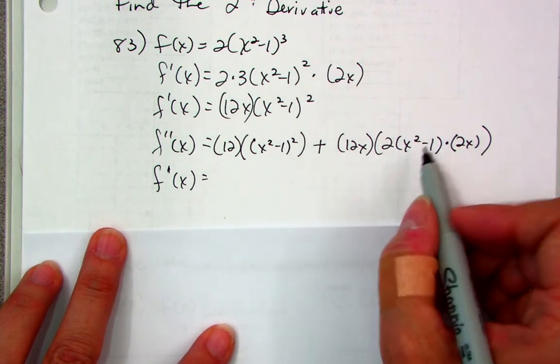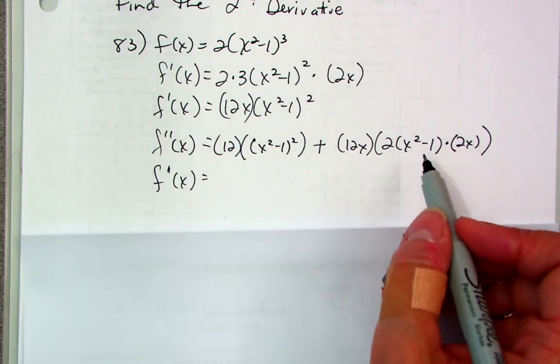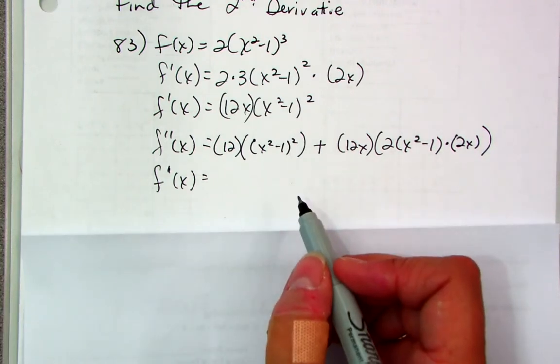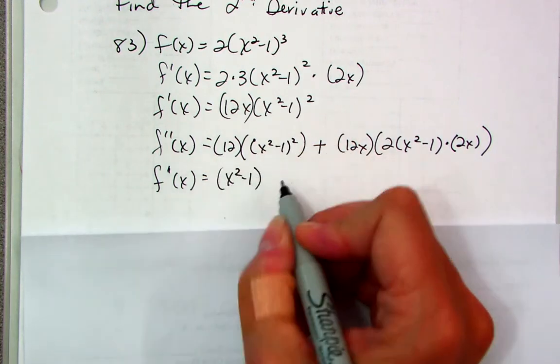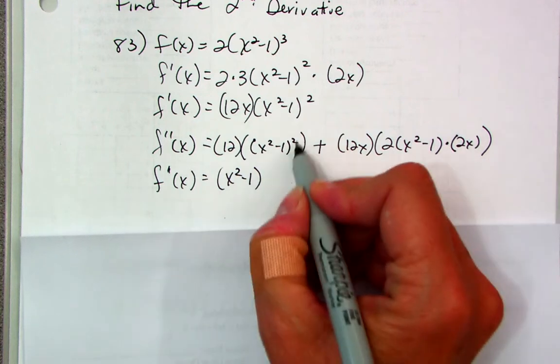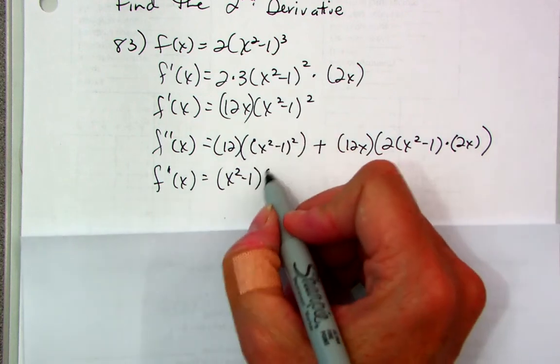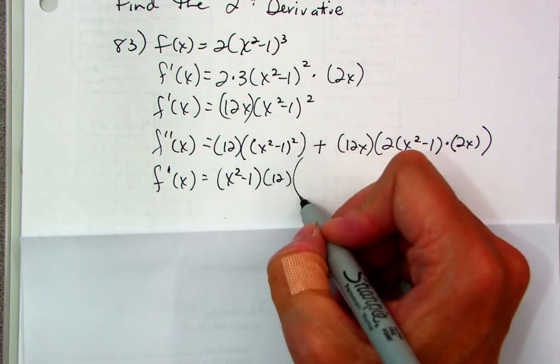So what I can do is I'm going to take out a common factor here. I'm going to go ahead and take out the factor of x squared minus 1. Just one of them. I'm going to take out 1 from here, the only one I have, and 1 from here. I can also take out a 12 from here and here. That's all that they have in common.